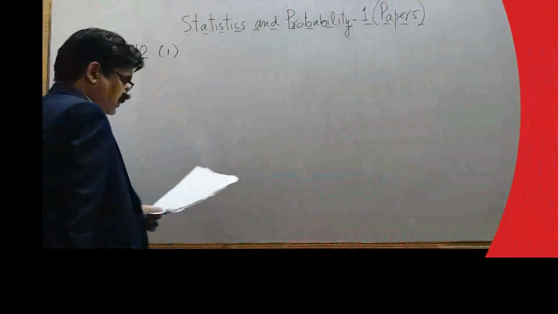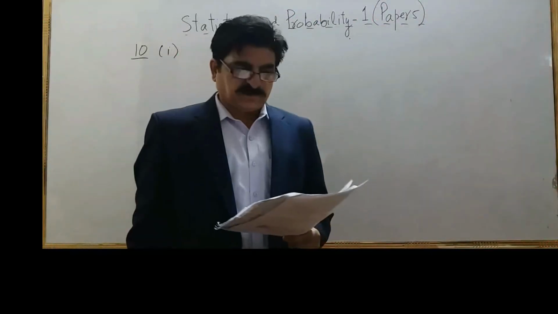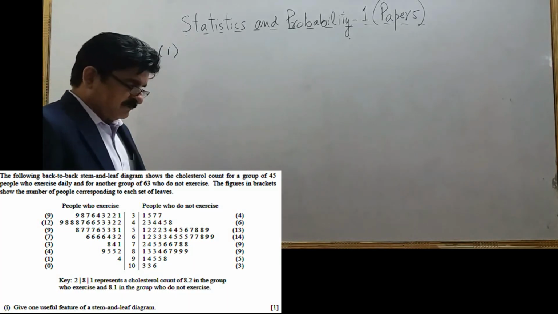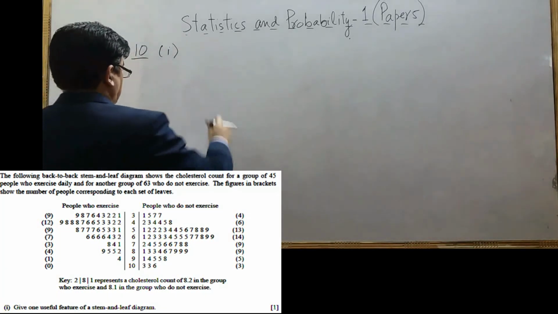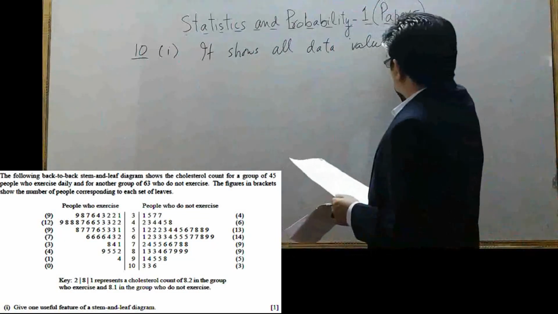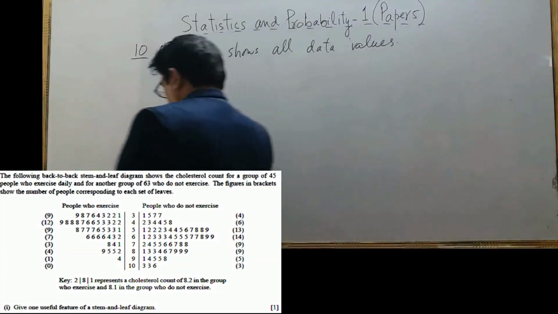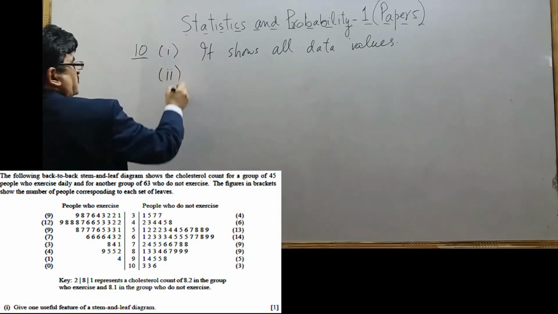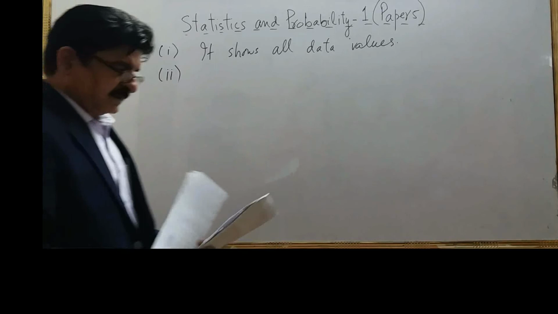Thank you. Okay, we have the last question, a past paper question, very important. The first part is to give one useful feature of a stem and leaf diagram. It shows all data values, unlike box and whisker plots. So this is the advantage of this.